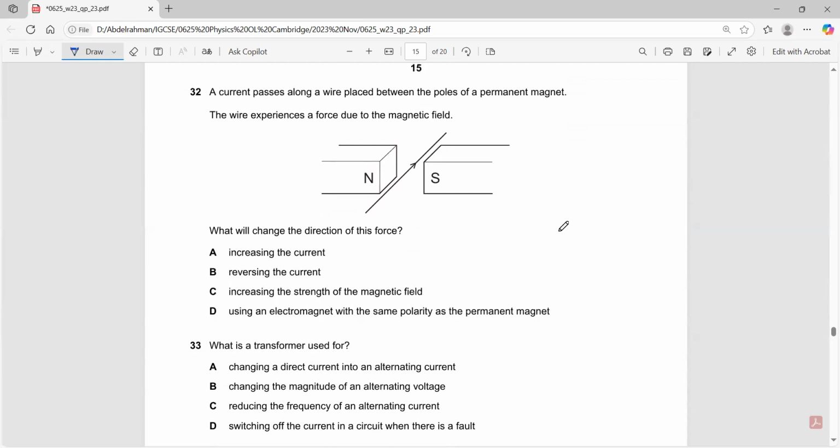A current passing along the wire is placed between the magnet. The wire experiences a force due to the magnetic field, right? North and south. What will change the direction of the force? He's not asking which direction the force is already moving. He's asking what will change the direction of this force. Increasing the current? No. Reversing the direction? Yes, to change the force.